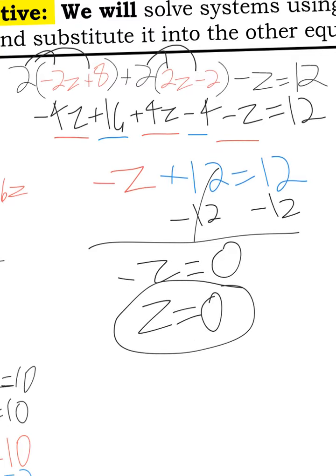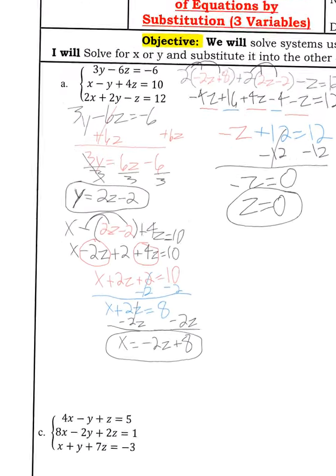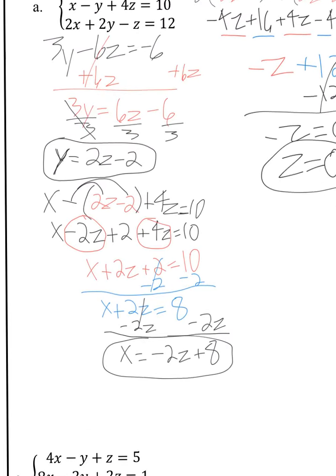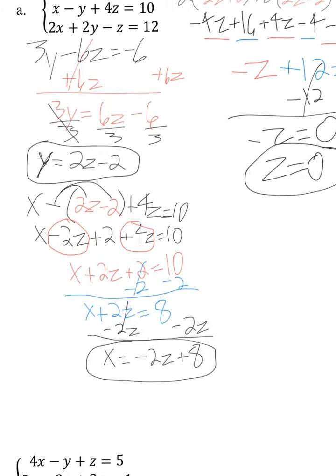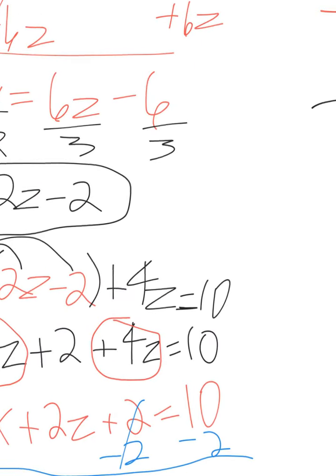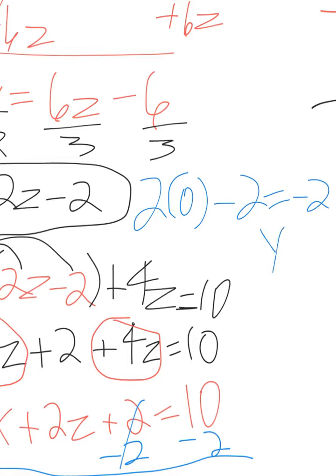Okay? So at this point, we have a y equals equation, we have an x equals equation, and we have the value for z. So I'm going to plug in 0 into the y equals one. So that was 2z minus 2, let's change the color, let's go with blue. 2z minus 2 is 2 times 0 minus 2. So that's going to equal negative 2. So that's y. So put a little y equals there.